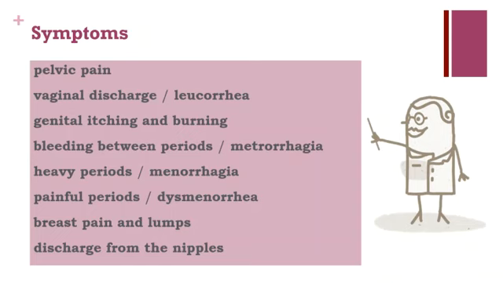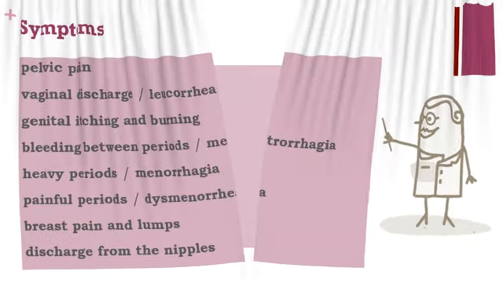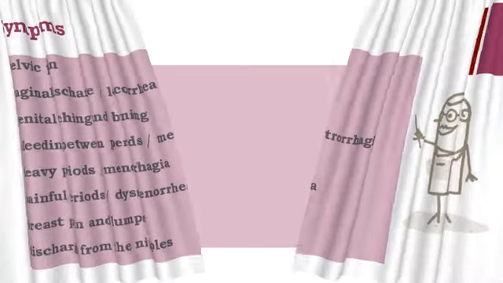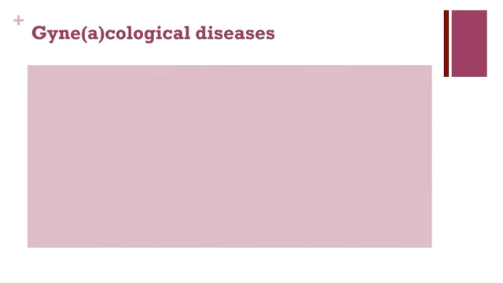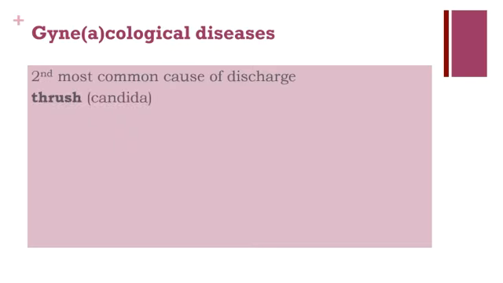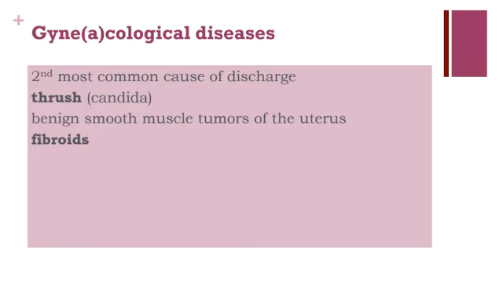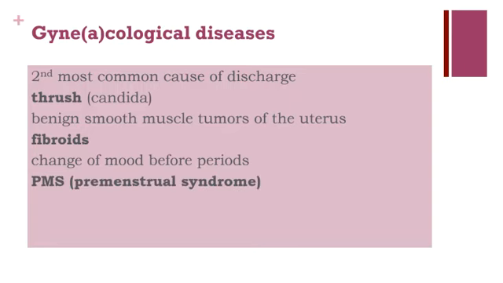Now let's have a look at the main gynecological diseases. The second most common cause of discharge is thrush or candida. Benign smooth muscle tumors of the uterus are called fibroids. A change of mood before periods is called PMS, premenstrual syndrome. Infection of the fallopian tubes, also called uterine tubes, is called salpingitis.